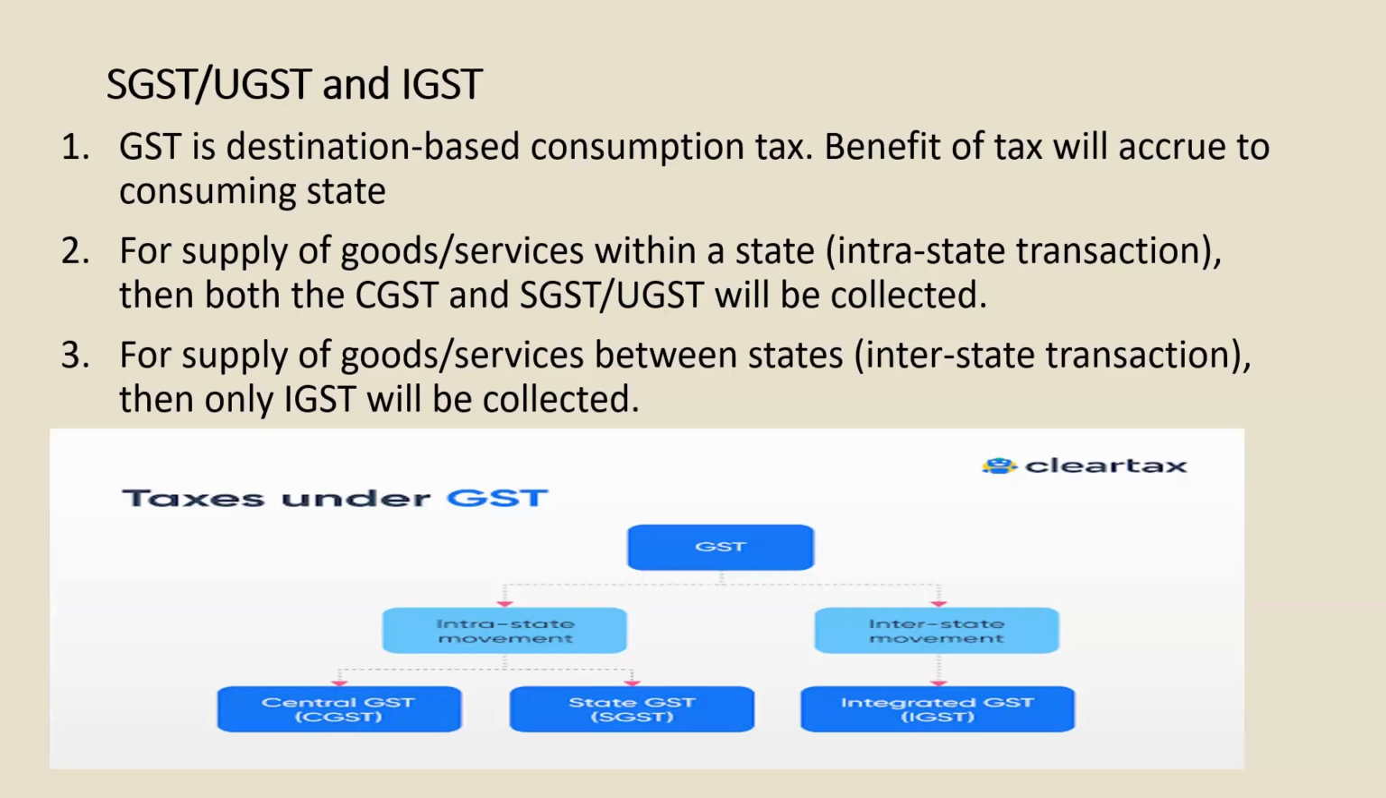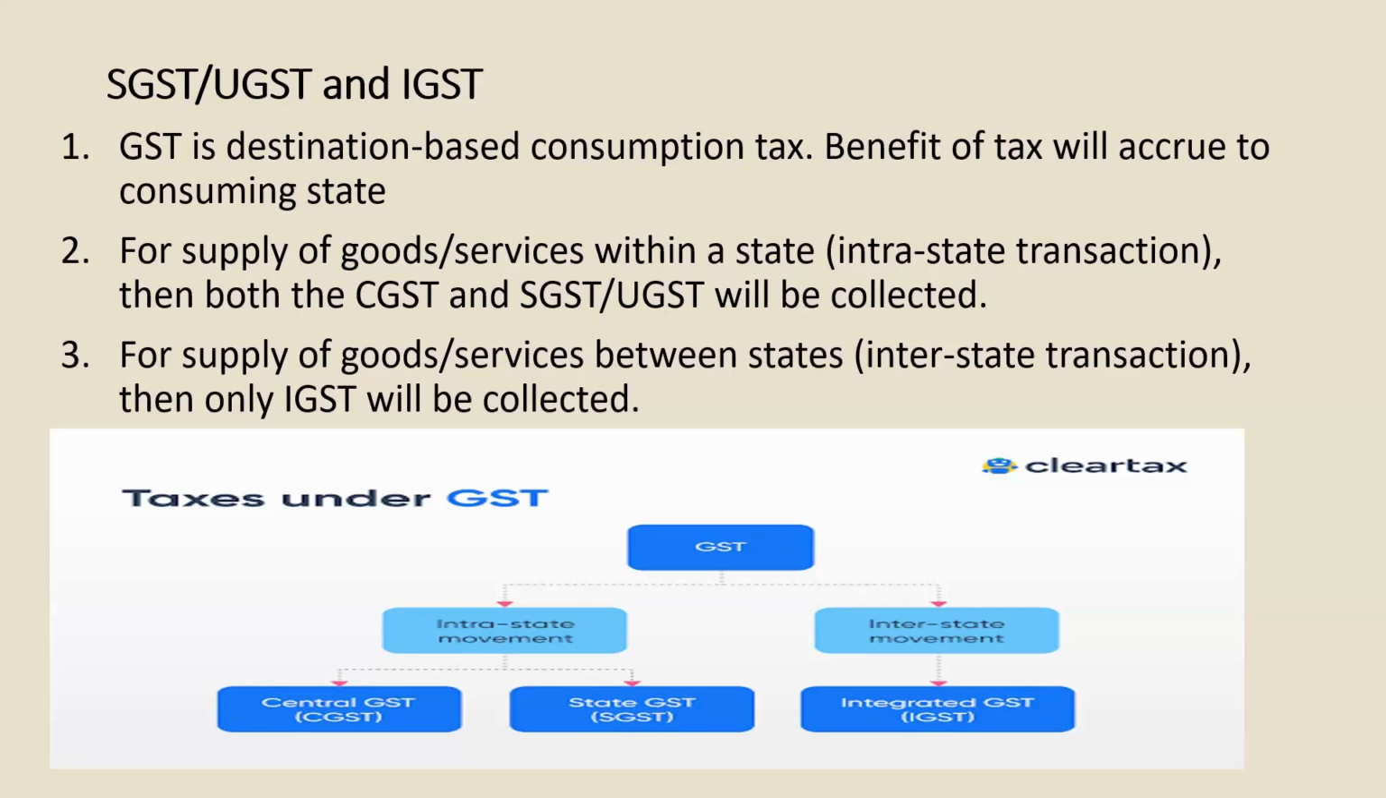One is intrastate, where there is both a component of CGST and SGST or UGST. U means Union Territory. So when there is an intrastate sale or supply of goods or services, which means within a state or within a union territory, then both the CGST and the SGST will have to be applied. Both the center and the states have power to collect tax. That is what is mentioned below in the illustration.